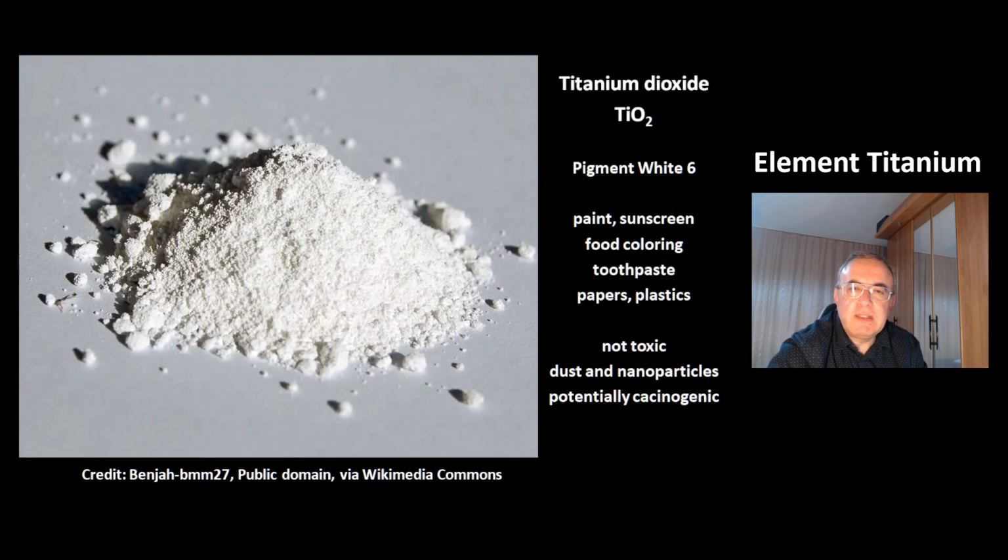This is a picture of titanium dioxide, TiO2. It is also called pigment white 6. It is used for paint and sunscreen, food coloring, toothpaste, papers, and plastics. It is, as a compound, not toxic. However, the dust and nanoparticles could be carcinogenic.